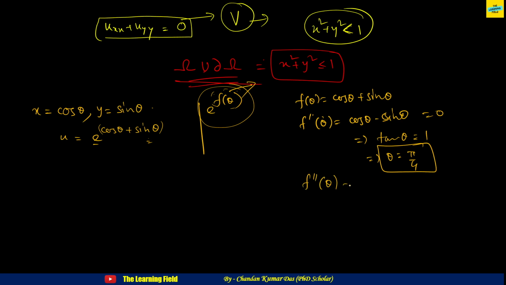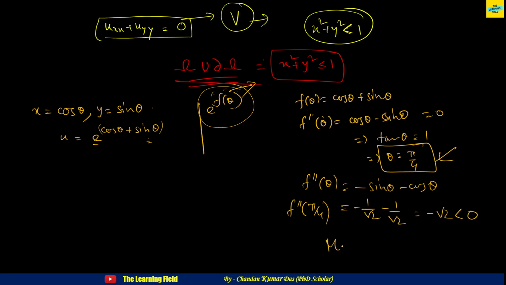So f double dash theta equal to minus sin theta minus cos theta, which gives sin and cos equal to 1 by root 2 at pi by 4. So f double dash at pi by 4 is equal to minus 1 by root 2 minus 1 by root 2, which is minus root 2, which is less than 0. That means at theta equal to pi by 4 we get the maximum value.